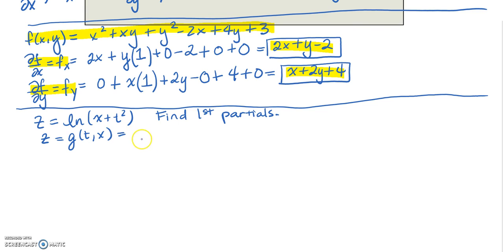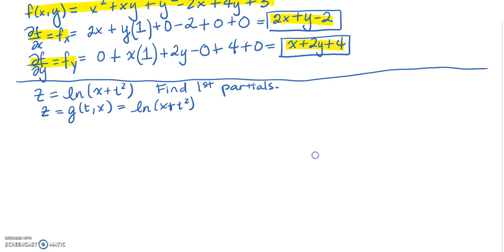So when I think about finding the partial derivatives of z, I will be taking the partial derivatives with respect to x and with respect to t. So let's go ahead and do that. I want the partial of z with respect to x.